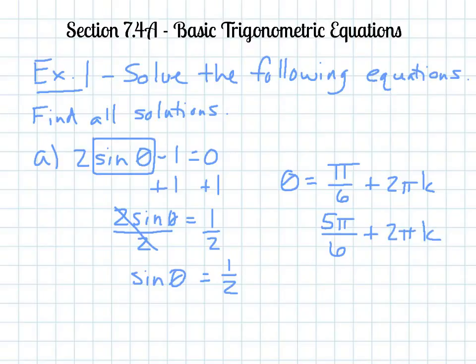Now remember, k represents the number of revolutions around the circle in either direction, so then you're able to show every solution that way. Okay.